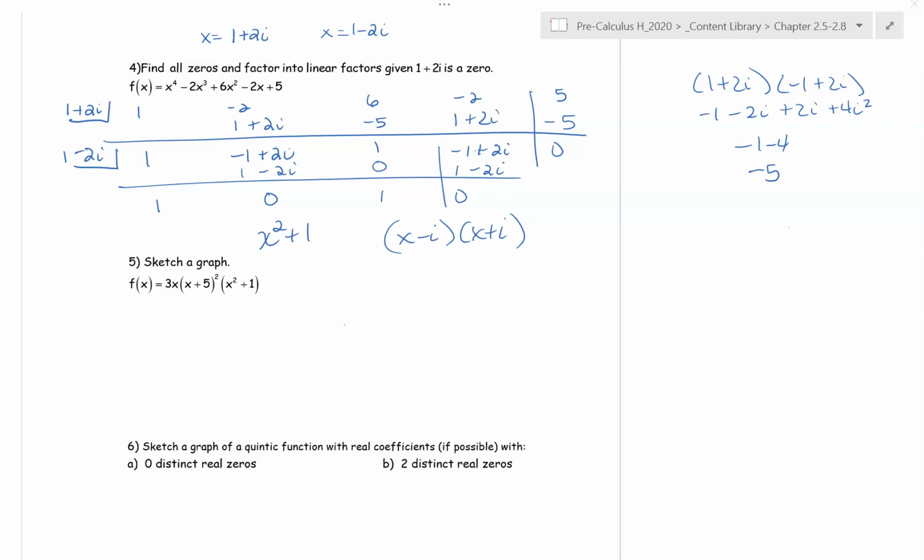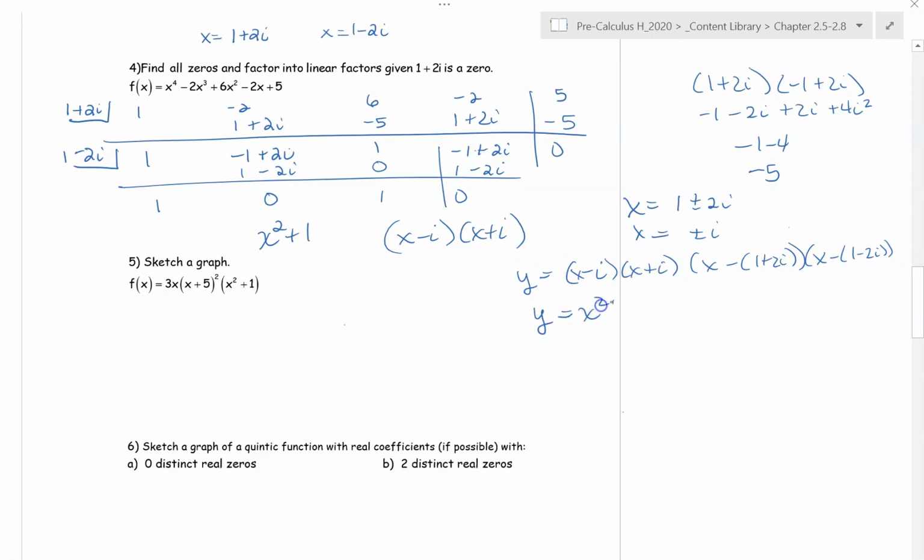You're left with x squared plus 1, which we can factor. So our zeros are 1 plus or minus 2i and plus or minus i. So it says find all zeros and factor into linear factors. Well, we could write this as (x minus i)(x plus i)(x minus 1 plus 2i)(x minus 1 minus 2i). But again, we're not going to leave the imaginary numbers, so we're going to expand. We know this was x squared plus 1. So again, use the method of your choice to multiply those two quantities.